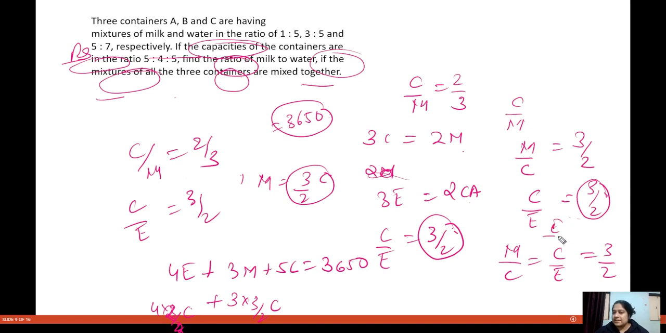So you have 8C by 3 plus 9C by 2 plus 5C is equal to 3650.